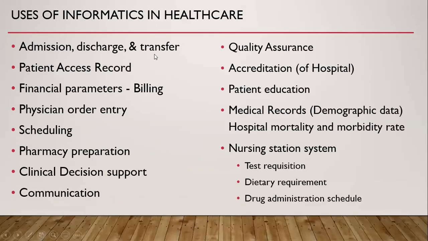Information system in healthcare. Information system is widely used in healthcare. It is used in admission, discharge, and transfer of patients, patient access record, financial parameters, that is billing, physician order entry, scheduling, pharmacy preparation, clinical decision support, communication, quality assurance, accreditation of hospital, patient education, medical records, for example, demographic data, hospital mortality and morbidity rate. These all can be calculated.